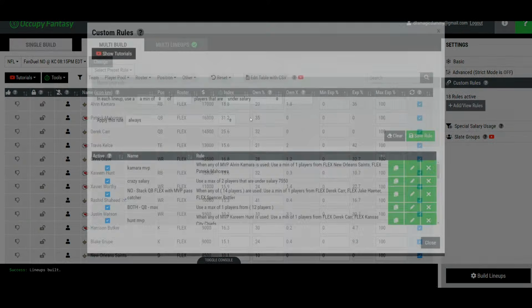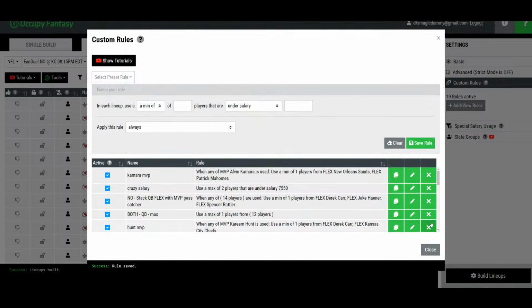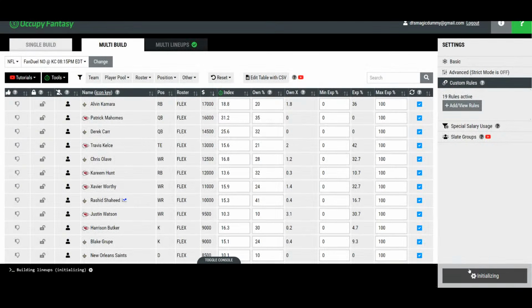All right. Under 10%. I'm just naming this rule, custom rule making. Max of 2 guys under ownership 11. So the most a lineup will have is 2 guys under 11%. Let's save the rule. And we are back to the drawing board and we are rebuilding.